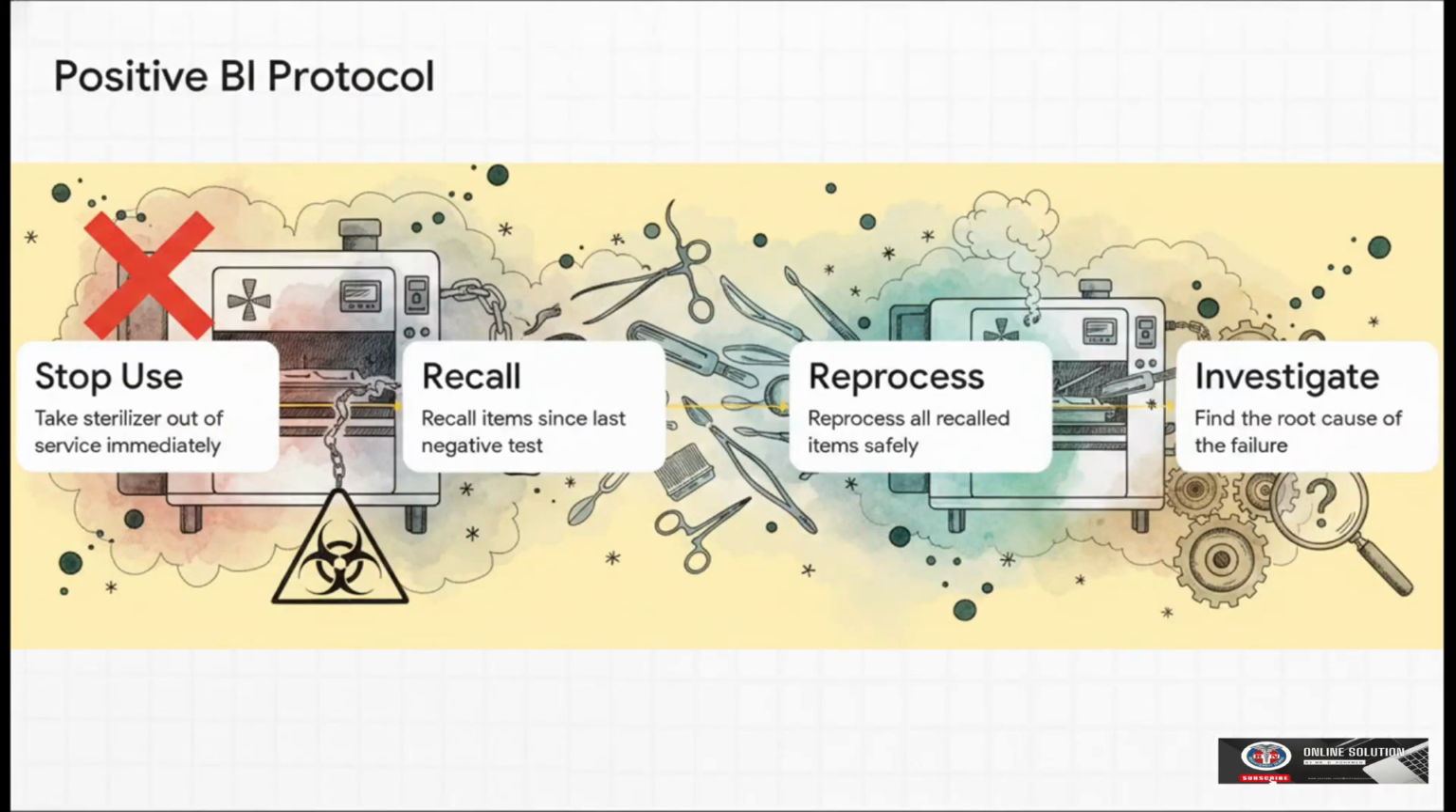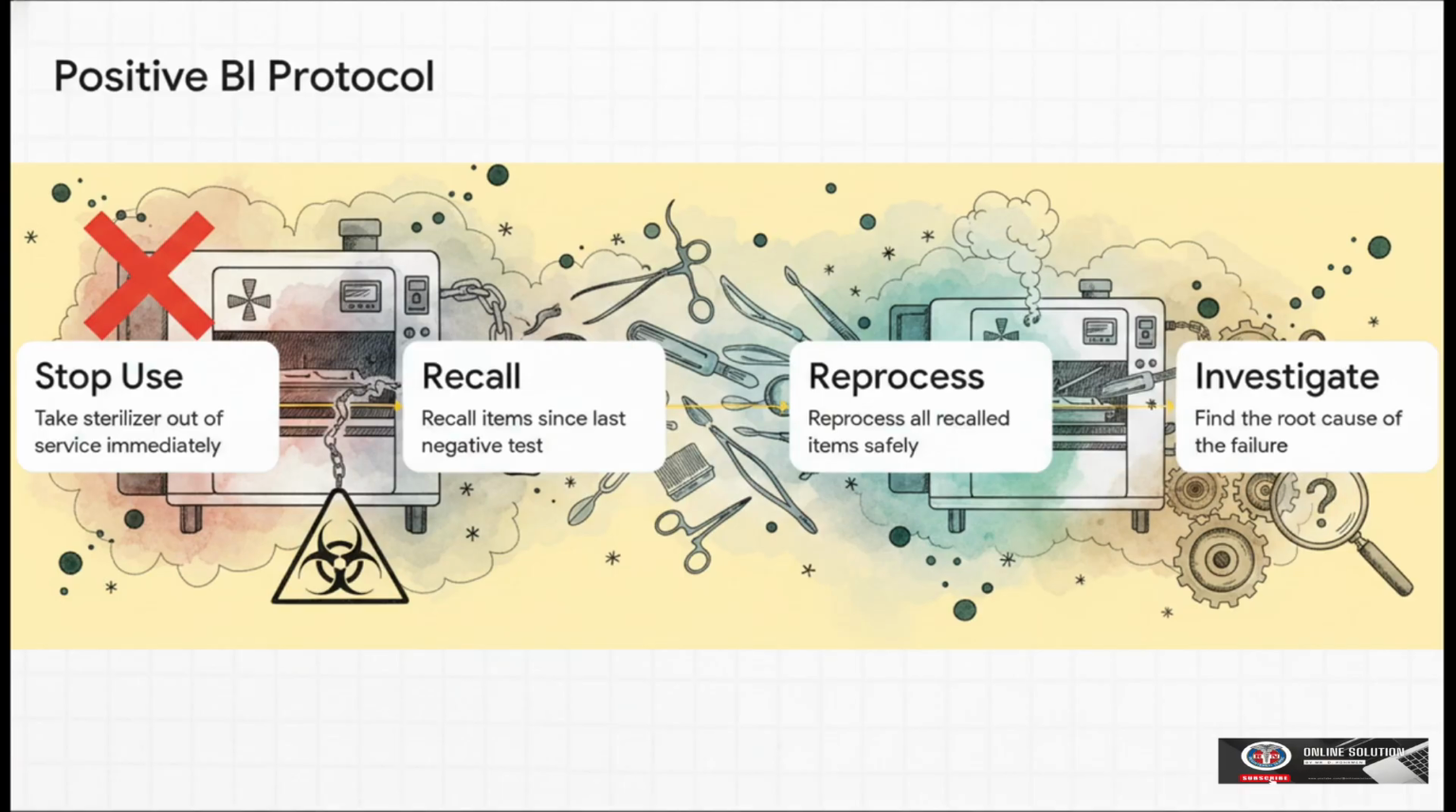Now, what happens if that biological indicator comes back positive, meaning those tough little spores actually survived the cycle? Honestly, you have a potential crisis. You must execute a rapid response protocol immediately to prevent a patient safety disaster. Step 1, pull that sterilizer out of service right away.